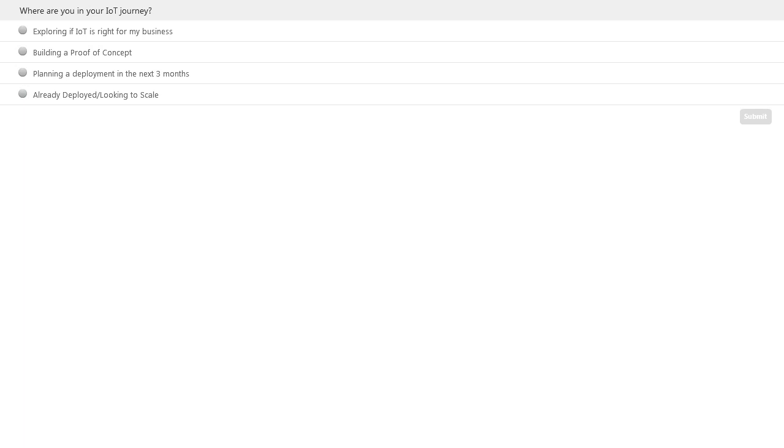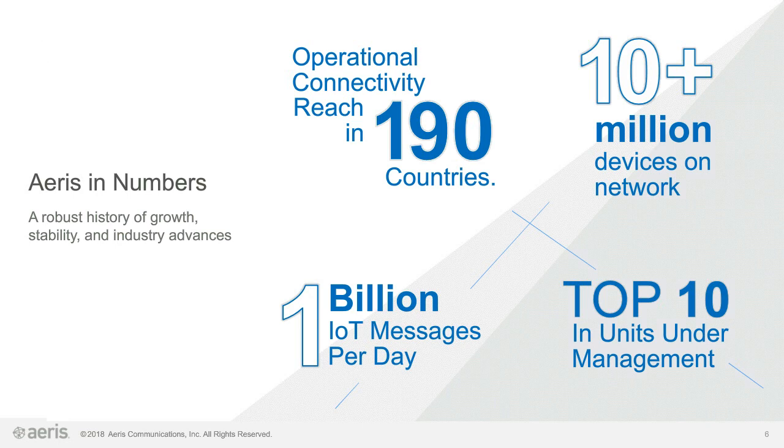Okay, hopefully you've had a chance to click and then click submit. As those polls get calculated and get ready to load, again, just some other quick numbers about Aeris and where we fit in the IoT space. Again, global operational reach, especially on the connectivity side. We support over 10 million connected IoT devices today on our cellular networks, and those are combined processing over 1 billion IoT messages, everything from network signaling to data packets to information being sent and so forth. And that puts us in the top 10 worldwide in terms of IoT units under management. But let's go ahead and load those results right now.